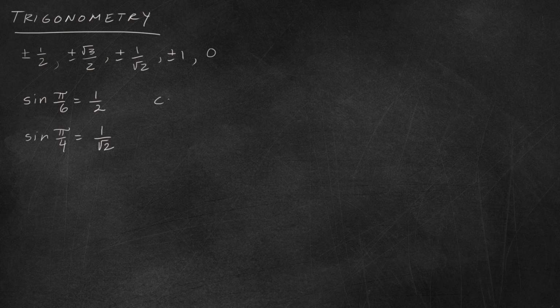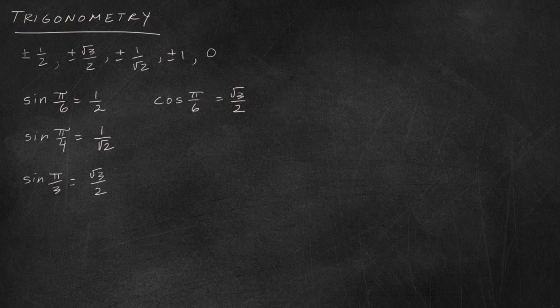So say, for example, I need to know the cosine of pi over 6. Well, since I've memorized that the sine of pi over 6 is 1/2, I know the cosine of pi over 6 is not 1/2. And since it's not 1/2, then it must be square root of 3 over 2. If I need to find the sine of pi over 3, since I know the sine of pi over 6 is 1/2, I know the sine of pi over 3 is not 1/2. And if it's not 1/2, then it's square root of 3 over 2.